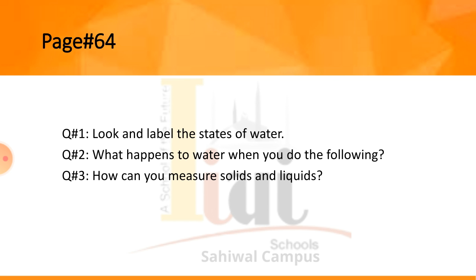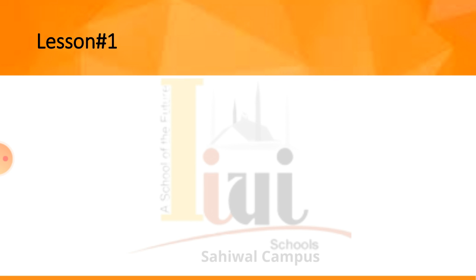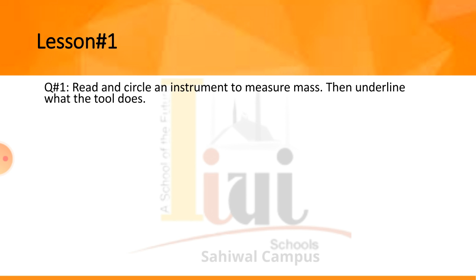Question number 3. How can you measure solids and liquids? So you have to write the method by which you can measure the solids and liquids. Lesson number 1. Read and circle an instrument to measure mass, then underline what the tool does. So on page number 65, you have to read the paragraph about mass and then circle the instrument to measure mass and underline the tool function.